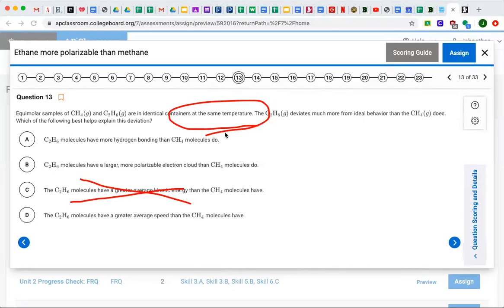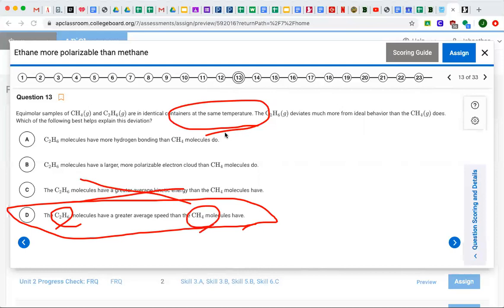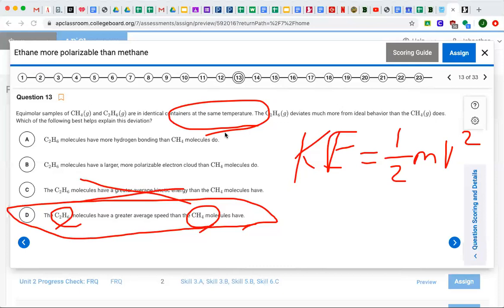Okay, let's think about it, right? Which one of these is heavier? C2H6 or CH4? C2H6. Good. So which one's going to have a greater average speed? Right, they're at the same temperature, so they have the same average kinetic energy, right? So kinetic energy, remember, equals 1/2 mv squared, right? So on average for any given gas particle, that's true. Okay. So between the two samples.